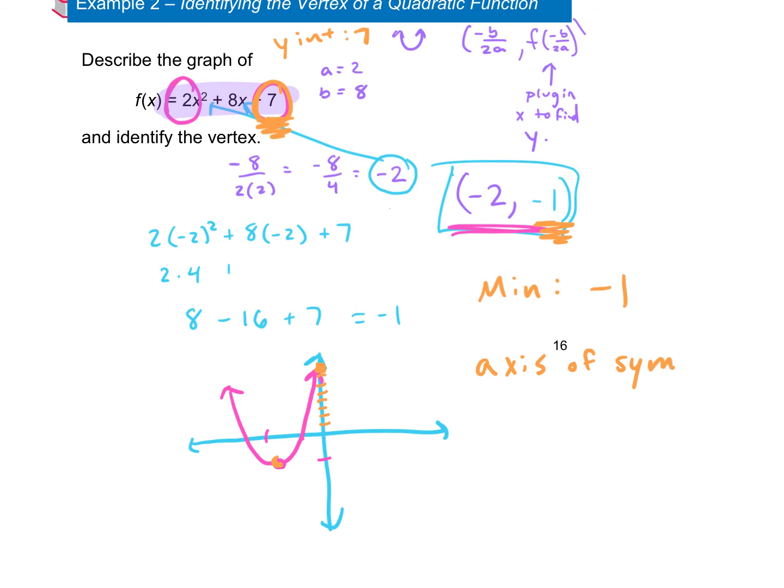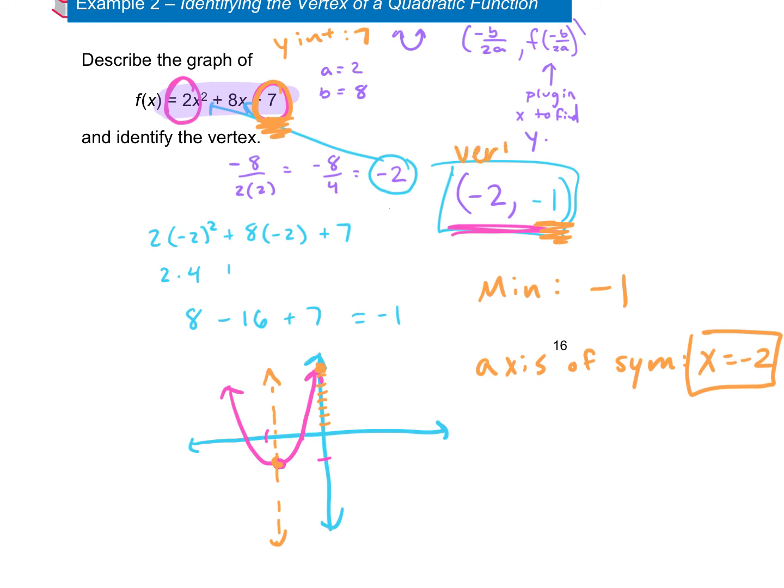Just negative 2? Negative 1. The axis of symmetry is a line, so it's a line that goes through negative 2. Right, x equals negative 2. So whenever you write your axis of symmetry, you need that x equals because it's a line.